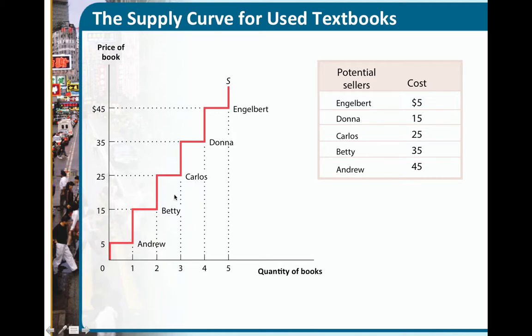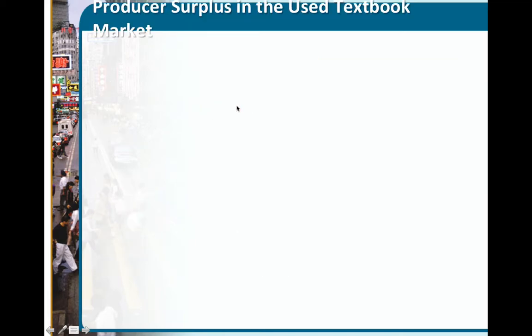You have Andrew, Betty, Carlos, Donna, and Engelbert. Engelbert, huh? Anyway, they are willing to sell their textbook at these prices. Andrew would be willing to sell at 5, Betty at 15, and so on and so forth, with Engelbert, who really does not want to part with this book unless it's $45.